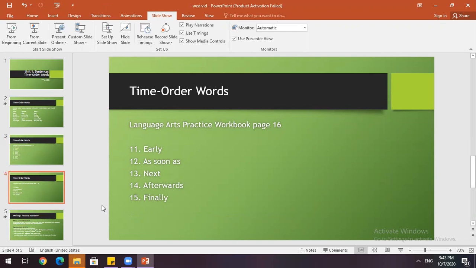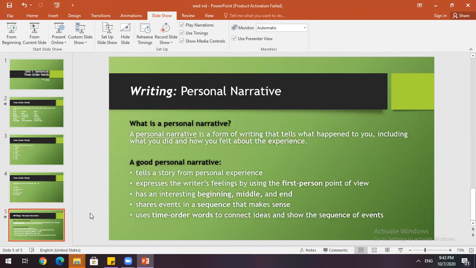Okay, so after we finished the time order words, we moved on to personal narratives. This is what we introduced yesterday. What a personal narrative is, just to recap, tells a story from personal experience. It expresses the writer's feelings by using the first person point of view, the personal pronouns I, me, my, to tell about my experience, my feelings. It has an interesting beginning, middle, and end, shares events in a sequence that makes sense, and finally uses time order words to connect ideas and to show the sequence of events.